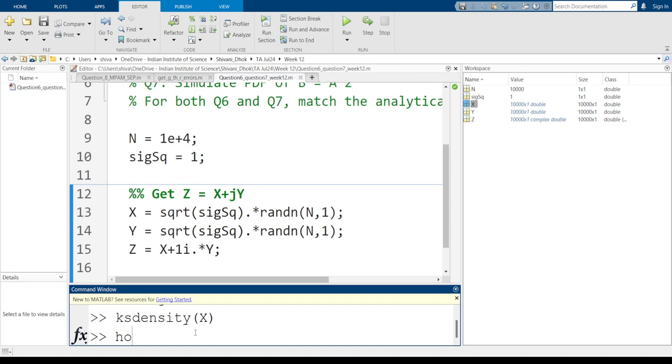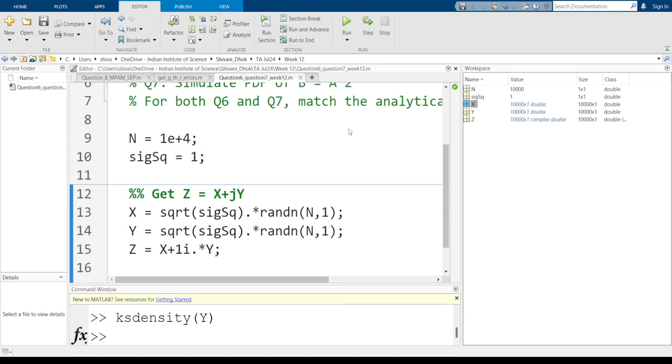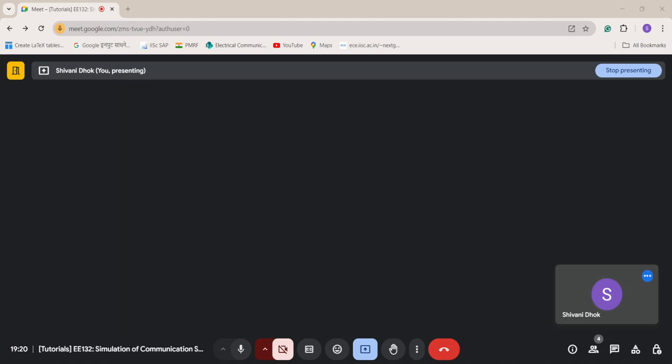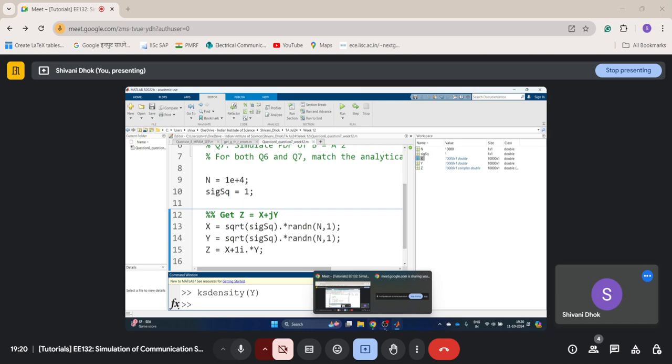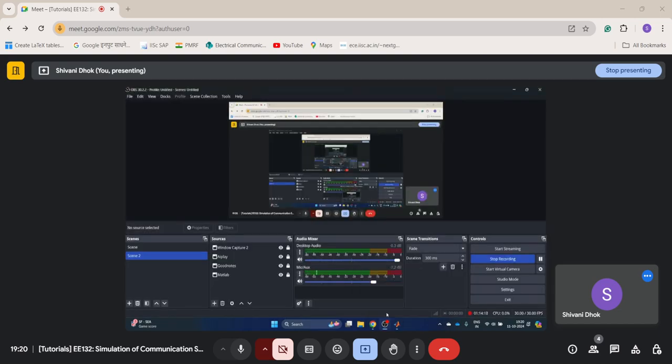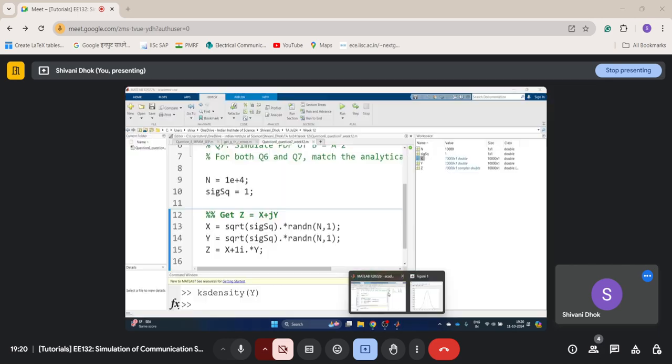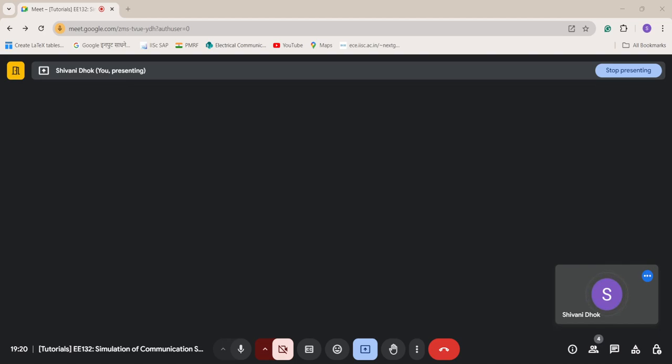And now if I hold on and plot ksdensity of y and see the figure, if you observe, they will overlap. Just a minute, what I'll do is, okay, so this is the PDF.